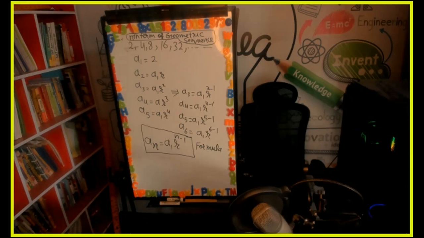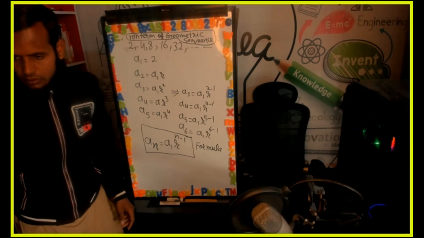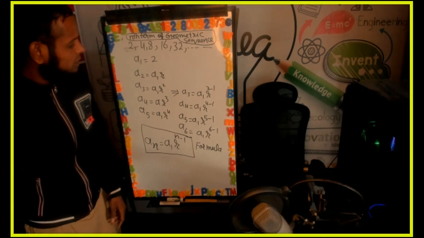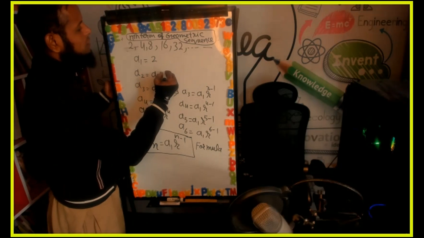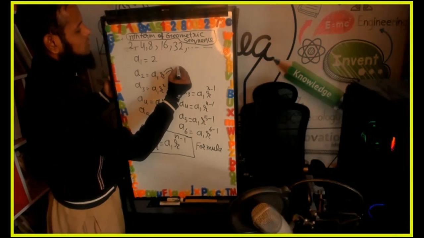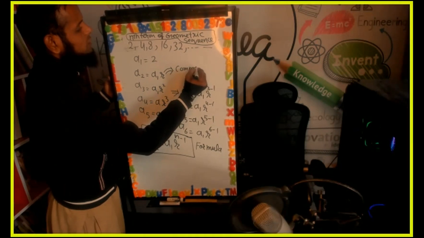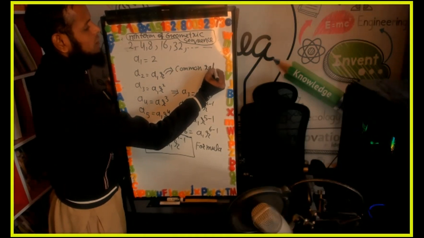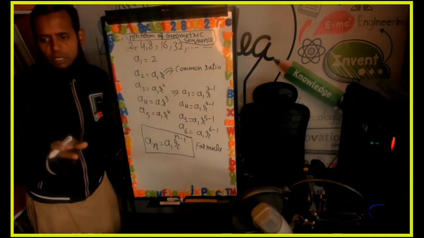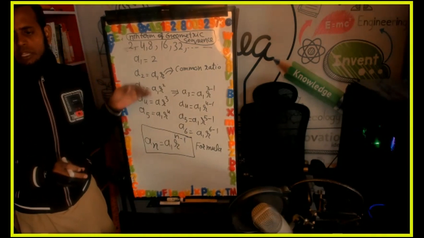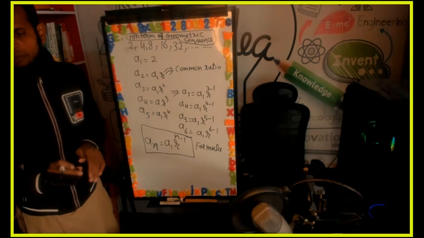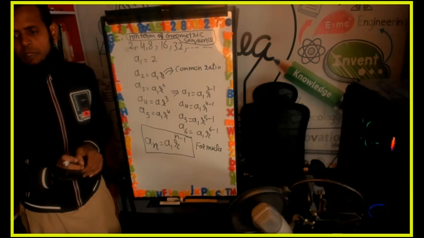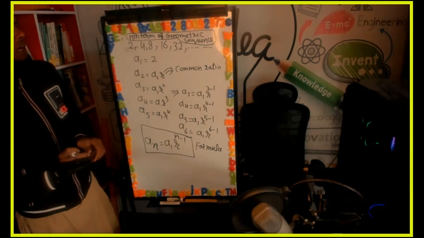Wait, what is R again? The common ratio. Again, repeat. What is R? R is the common ratio. It is the ratio of two consecutive terms. R is the ratio of two successive terms. Okay.